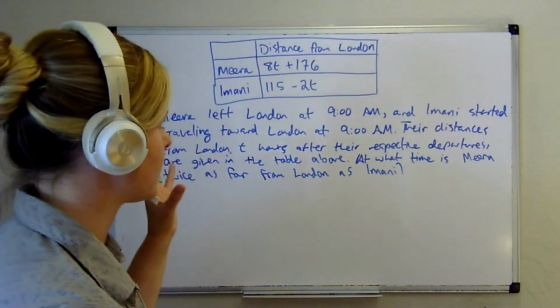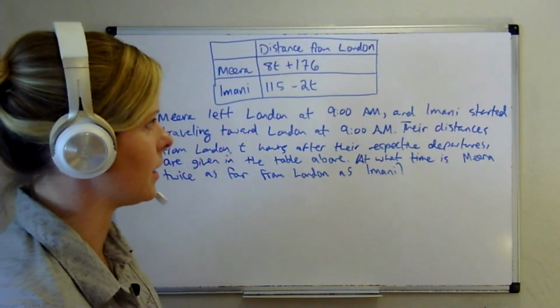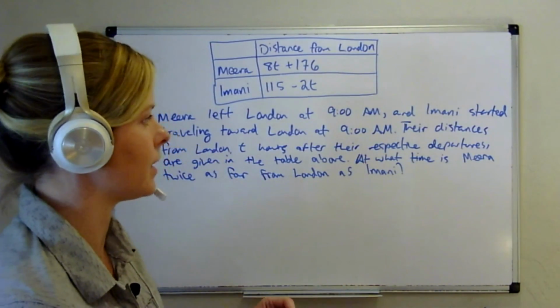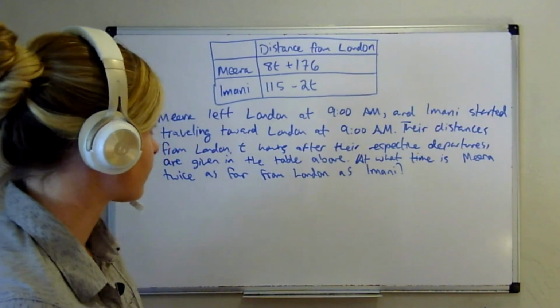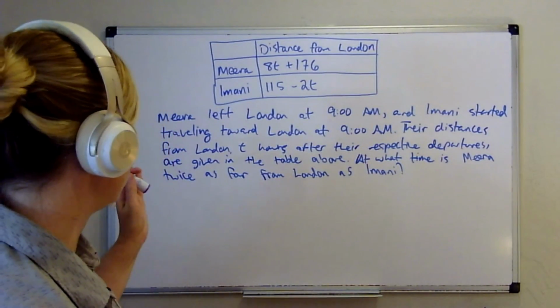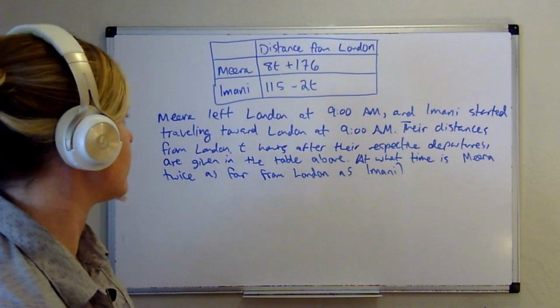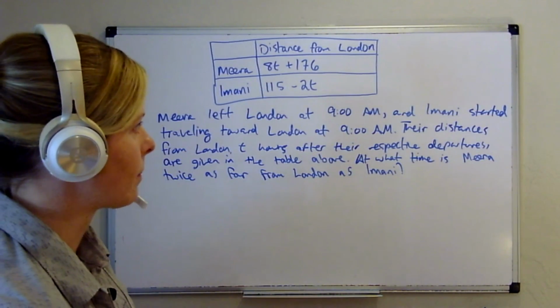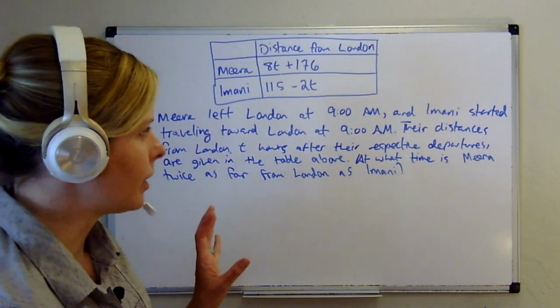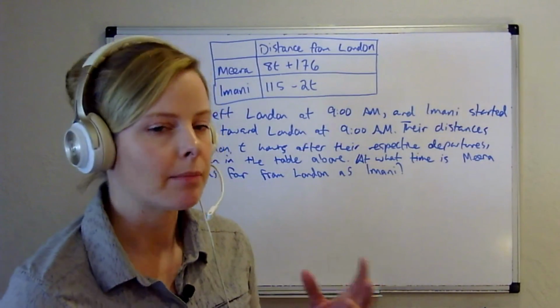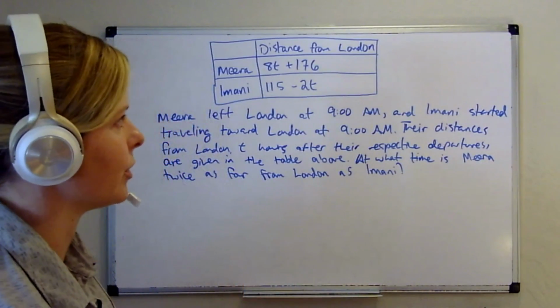So let's first give ourselves a chance to dig into this question, see where we can get with the setup, and then go from there. So in the text, we learn that Mira left London at 9 a.m. and Imani started traveling toward London at 9 a.m. Now, I don't really want to go crazy with diagramming this, but I think it might be helpful just to sort of get a sense of what's going on here.